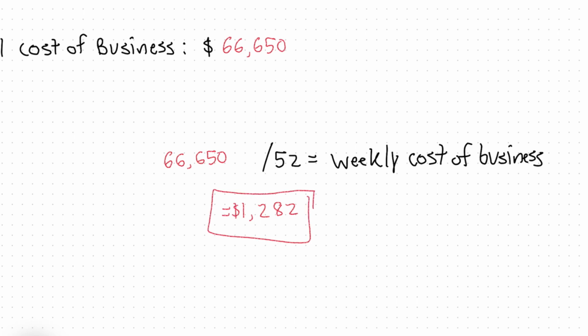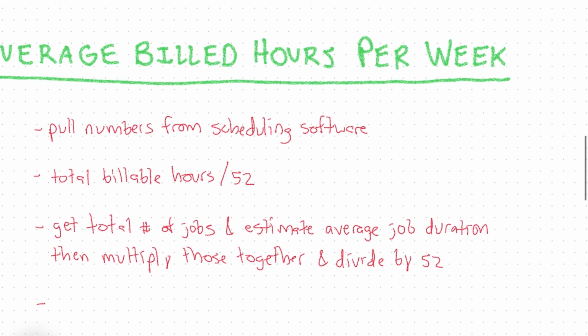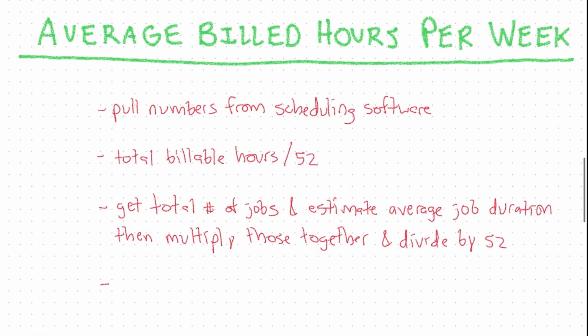And there we go. We have $1,282 it costs us per week to run our business. All right, so now that we have that calculated, we're going to move on to the next step, which is to get our average billed hours per week.